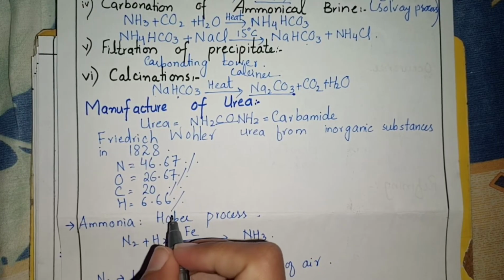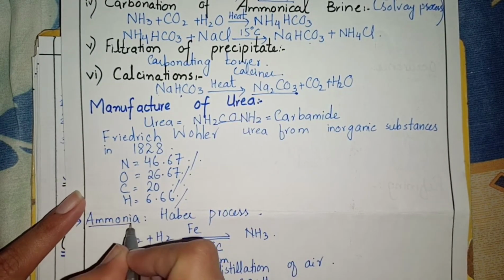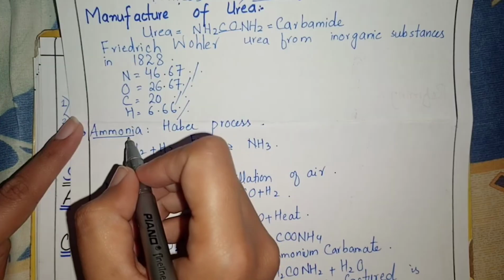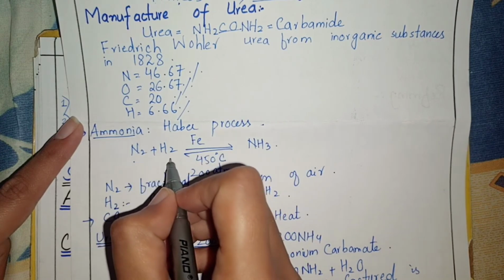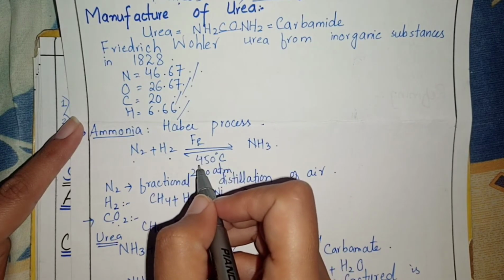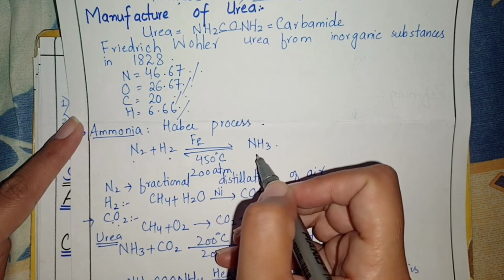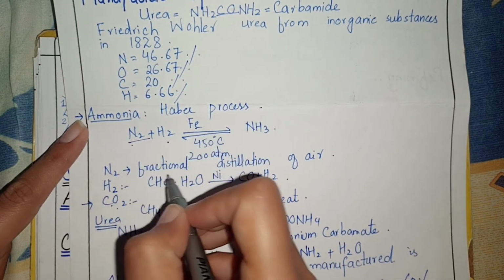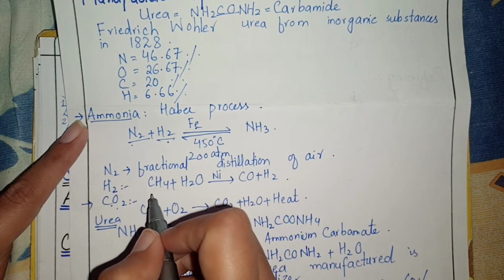Now, how to manufacture urea? So, the raw materials are ammonia and carbon dioxide. Ammonia is prepared by the Haber process in which nitrogen and hydrogen combine in the presence of catalyst iron. Temperature is 450 degrees C, pressure is 200 atmosphere. It will produce ammonia.